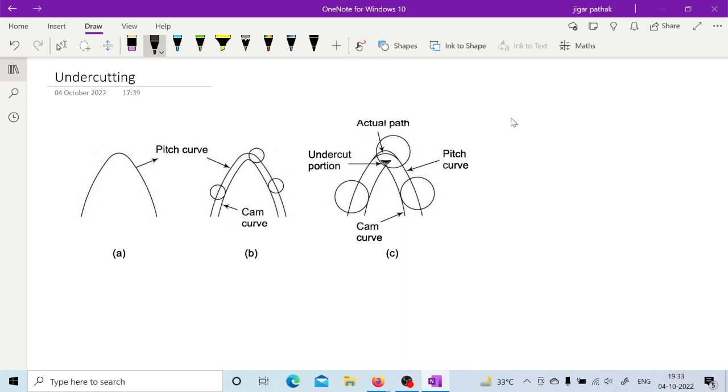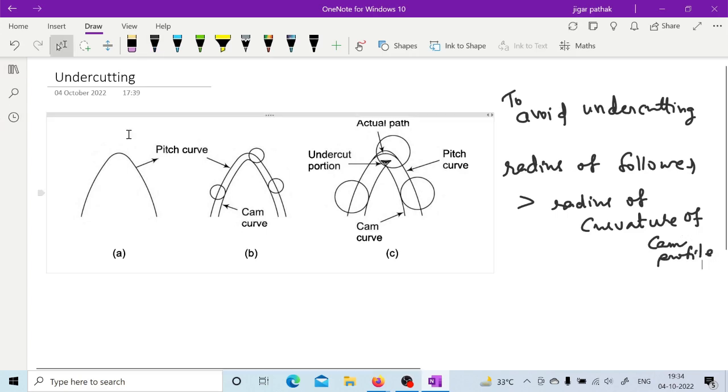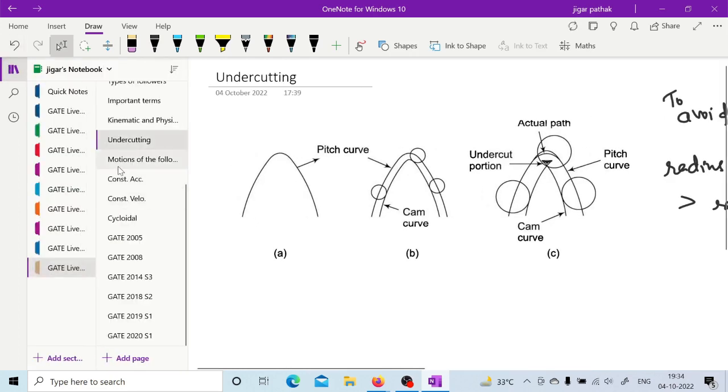So in order to avoid undercutting, the radius of follower must be greater than the radius of curvature of your cam profile, or you can say your pitch curve, because it is almost the same. So this is how you can avoid undercutting in case of cam and follower.